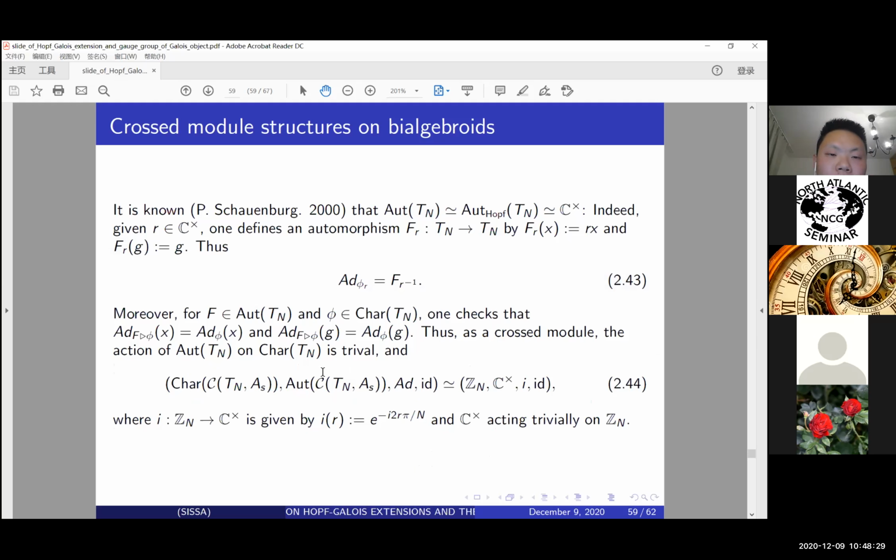It is also known by Schauenburg that the Hopf algebra automorphism group on the top algebra is a non-zero complex number. Since one can define any automorphism F_r on X equal to rX and F_r of G equal to G, and compare with this result on the generators, we can see at phi_r is equal to F_r inverse. And one can also check the action of the automorphism on the bisections is trivial.